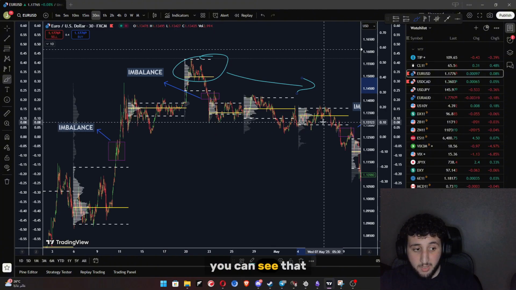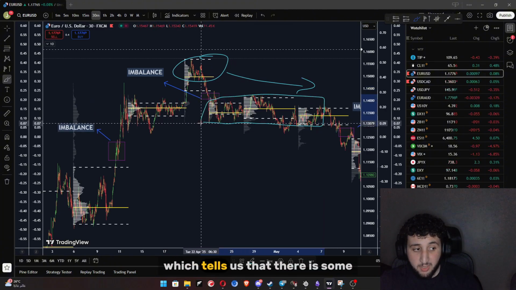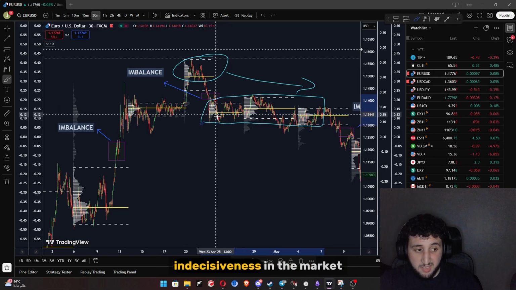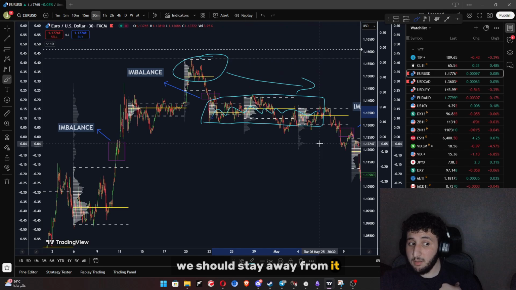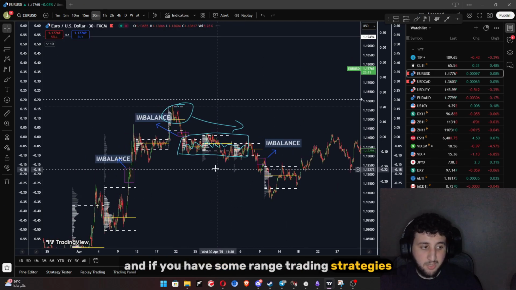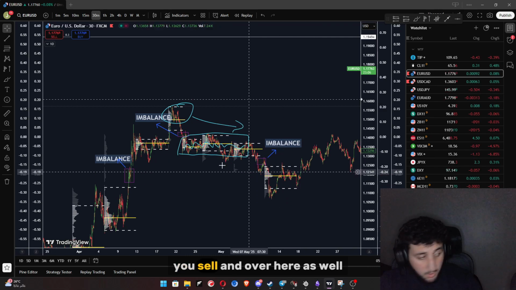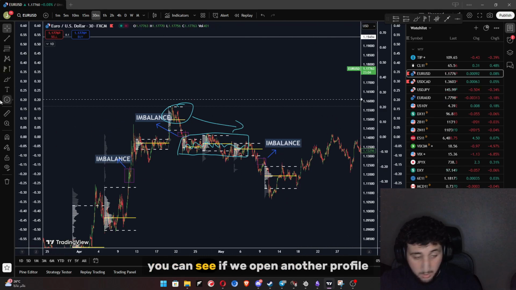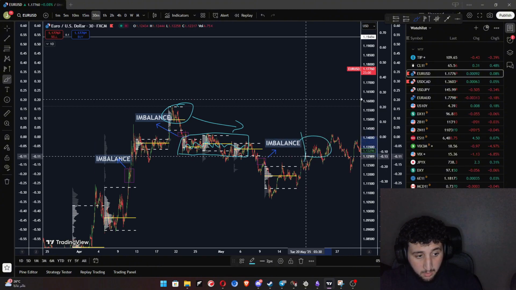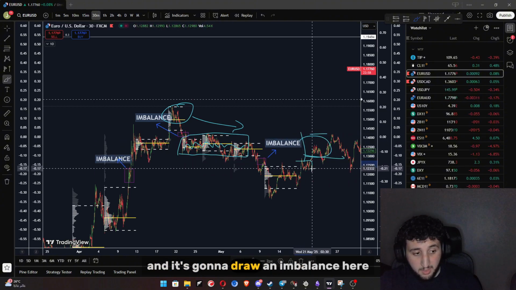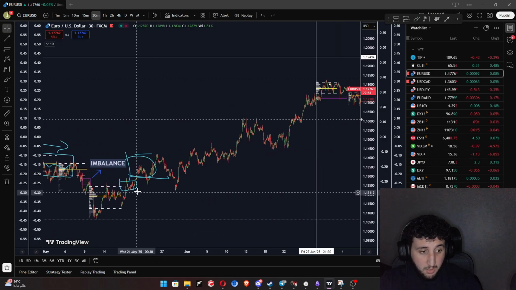And over here you can see that the volumes are opening next to each other, which tells us that there is some indecisiveness in the market. So this is a ranging market, we should stay away from it. And if you have some range trading strategies, you would have made a lot of money. But the moment another imbalance happens, you sell. And over here as well, you can see if we open another profile, it's probably gonna be up here. It's gonna look like this, and it's gonna draw an imbalance here, and we just ride the trend up.